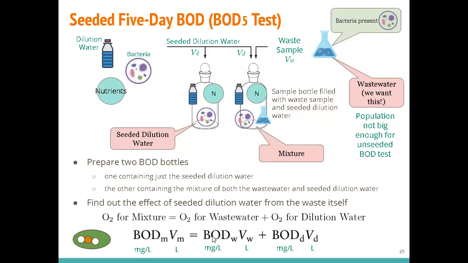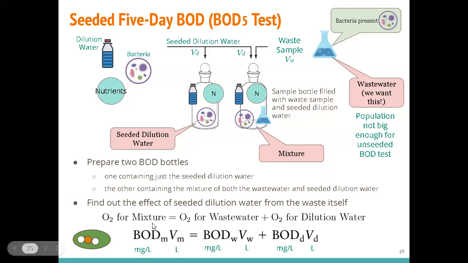To put that in a mathematical expression is in here. Okay, so we have the oxygen for the mixture on the left-hand side, and it should be equal to the oxygen for the wastewater plus the oxygen for the dilution water. Oxygen demand, we're talking about the oxygen demand. Okay, and what are we interested in? We are interested in the oxygen demand for the wastewater only, right?